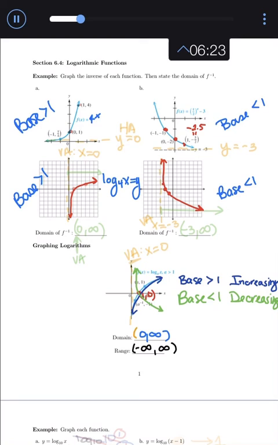So we're not going to do a lot of these graphs, but we're going to do a couple graphs of logarithms. But let's take a look.